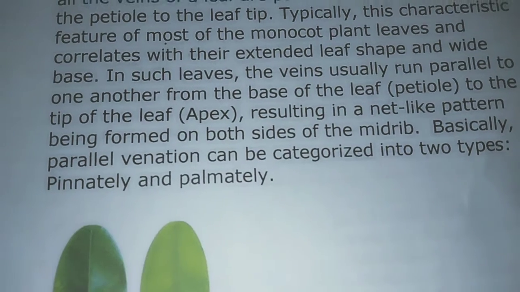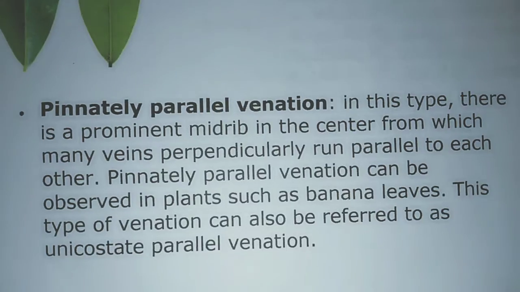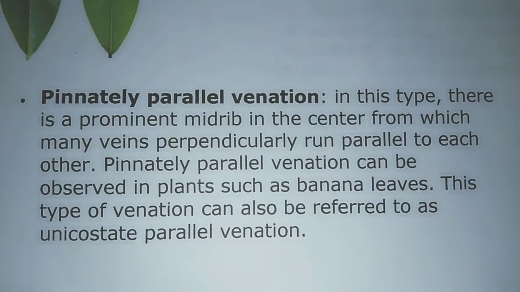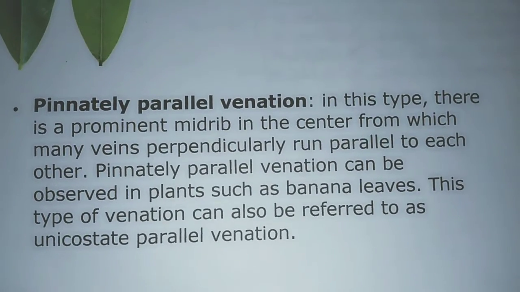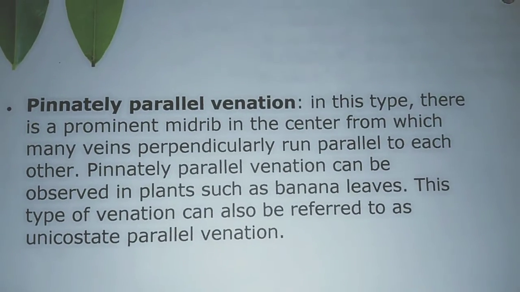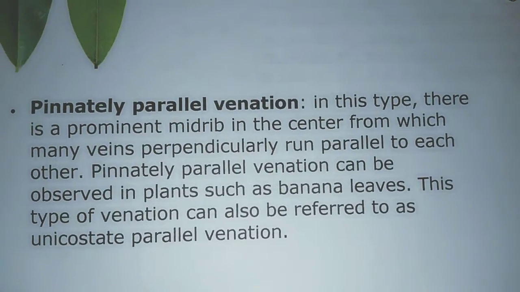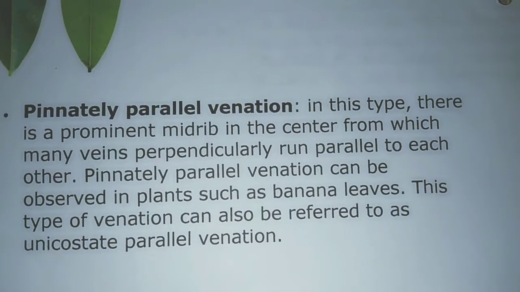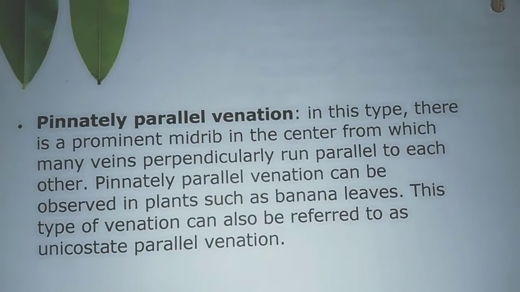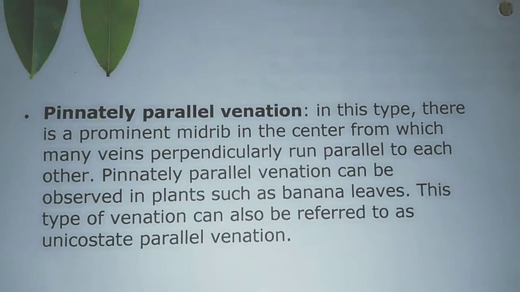pinnately and palmately. Pinnately parallel venation. In this type, there is a prominent midrib in the center from which many veins perpendicularly run parallel to each other. Pinnately parallel venation can be observed in plants such as banana leaves. This type of venation can also be referred to as unicostate parallel venation.